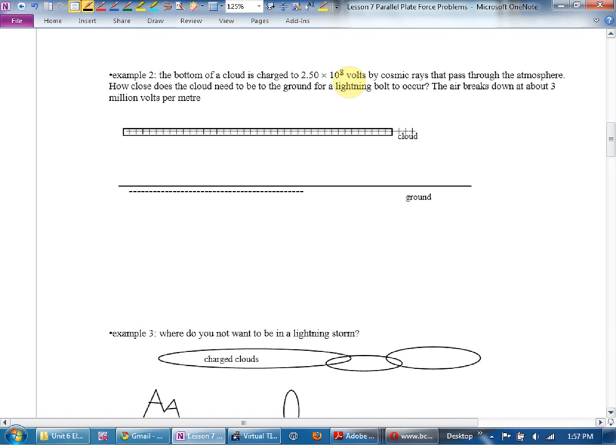How close does the cloud need to be to the ground for a lightning bolt to occur if the air breaks down, ionizes, at about 3 million volts per meter? The voltage divided by the distance is equal to the electric field. Remember I said last day that, because we're going to have equations with V for velocity and V for voltage, when I'm talking about voltage, I'll almost always put wings on the capital V so you can tell it's a capital V. Let's get the distance by itself. The distance is going to be what? The d will move up and the E will move down, yes? Voltage divided by electric field.